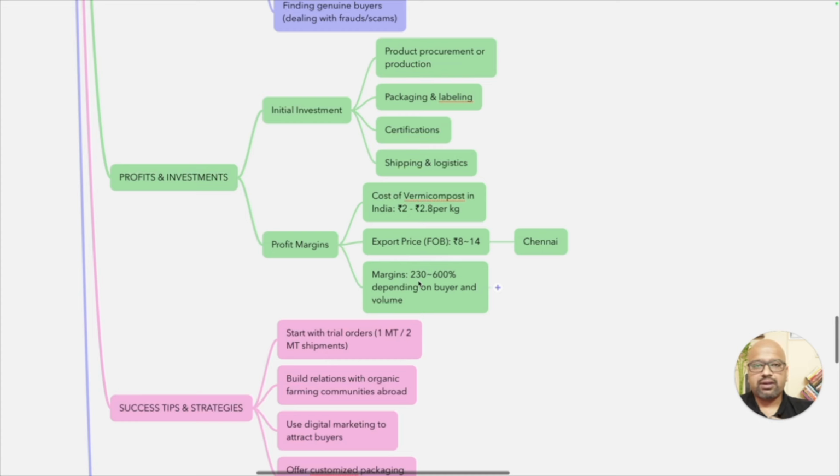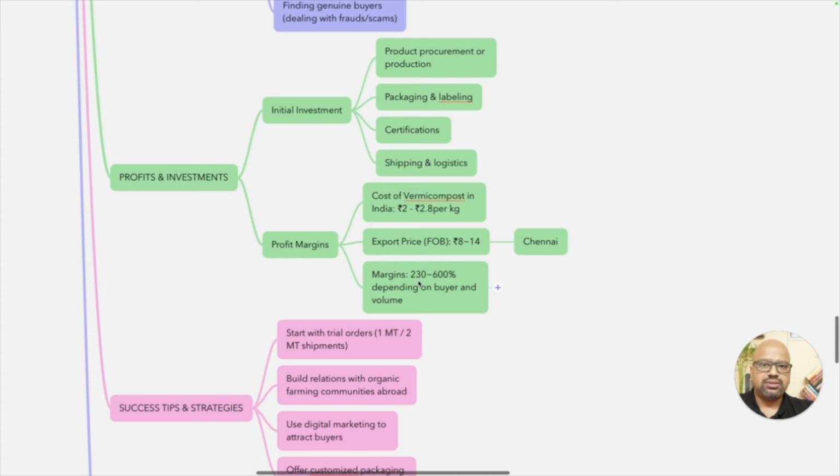I've been partnered with companies where we are exporting compost. So we know there is a good amount of profit margin, somewhere around 200 plus. Sometimes we could get good margins also. Overall, if I have to say, this is a good product with very little investment. With very minimal capital, you can start working, because many people come to me saying, sir, tell me something which is very minimal capital.